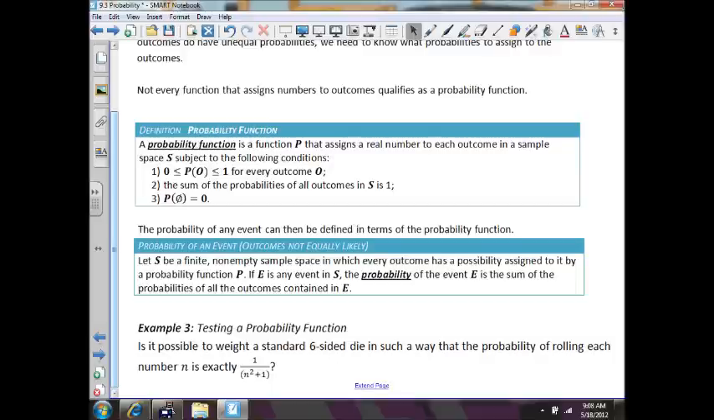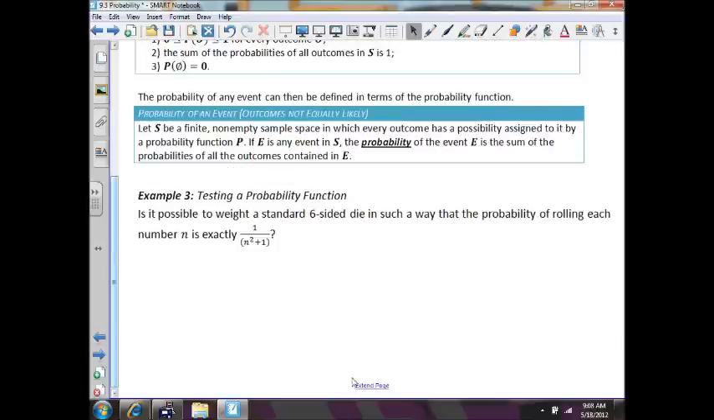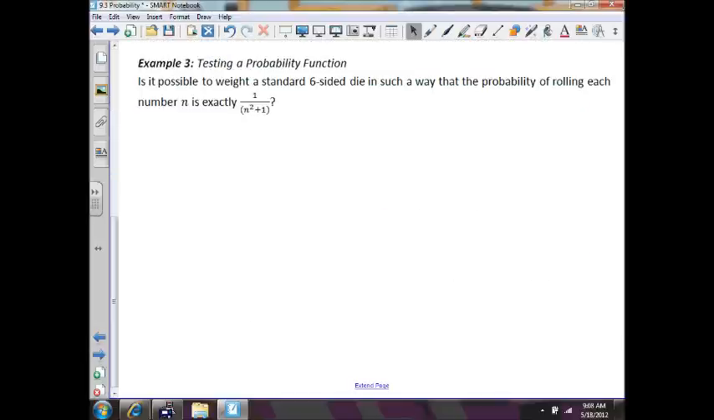Let S be a finite, non-empty sample space in which every outcome has a probability assigned to it by the probability function P. If E is any event in S, the probability of event E is the sum of all the probabilities of all the outcomes contained in E. Now again, E is the event that we want to see.